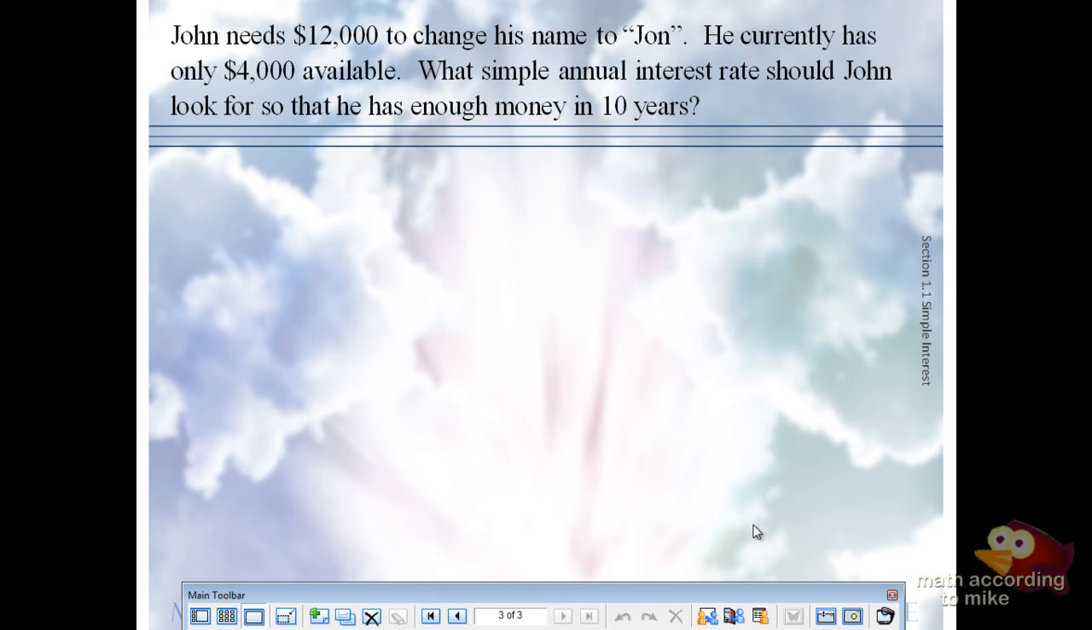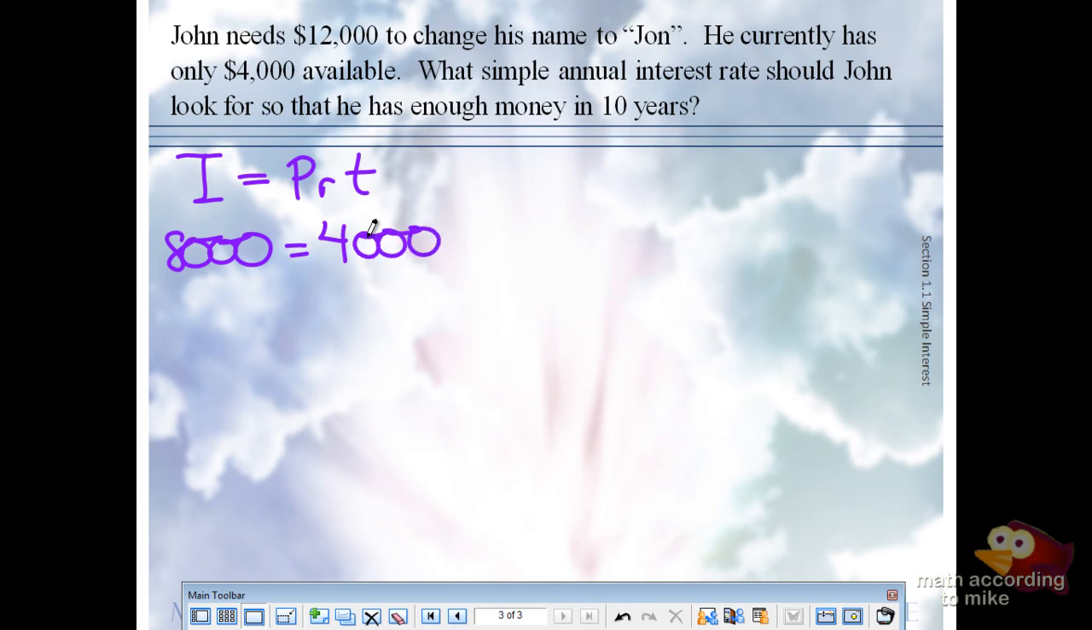If we're going to pick the I formula, remember capital I represents the interest earned. If he's going from 4 grand to 12 grand, how much interest does he need to earn? 8 grand. Very good. P is what he's starting with. What's he starting with? R is what we're trying to find. T is 10 years.